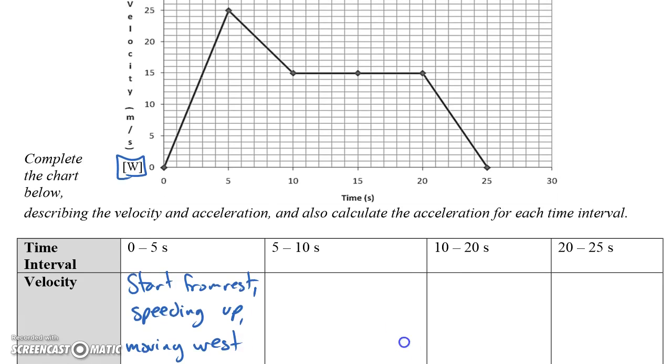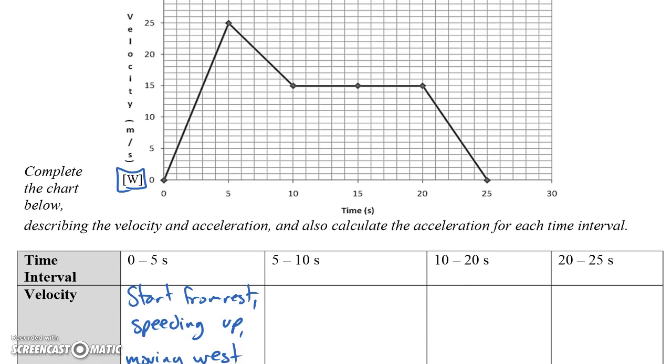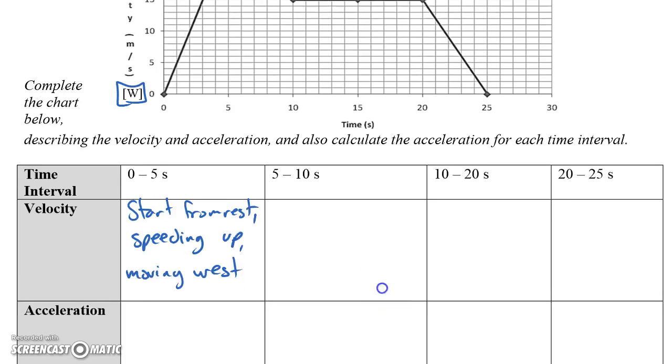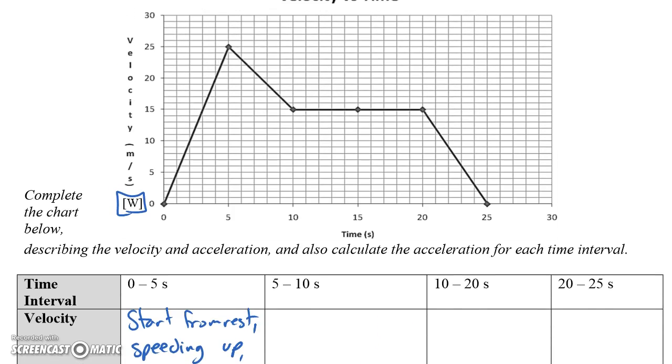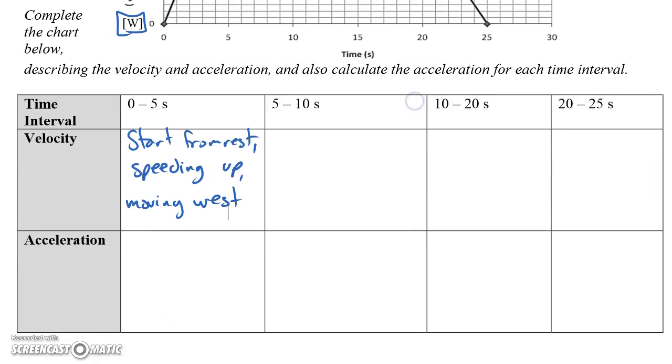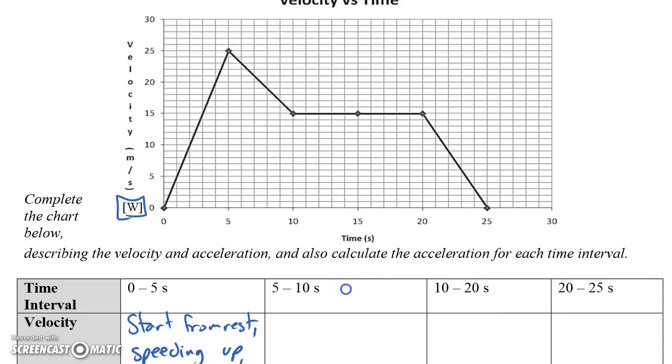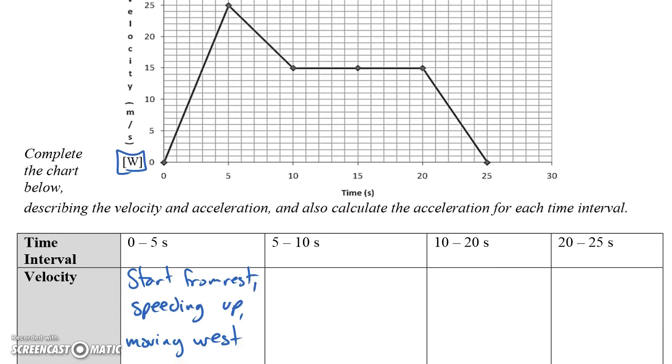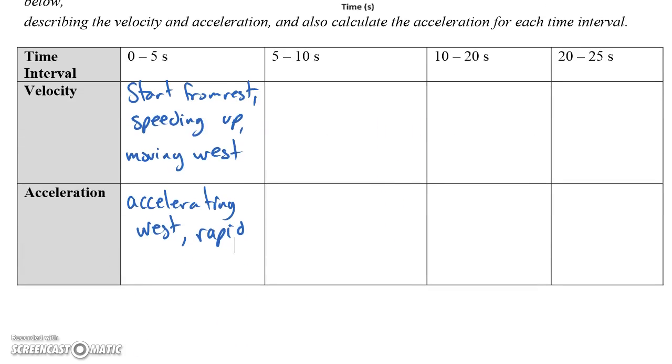Let's describe the acceleration. That looks like a pretty steep line to me. So we're changing pretty fast in terms of velocity. It's a positive slope line, so we are accelerating west as well. And we can talk about how fast this acceleration is. We don't want to say fast because fast sounds like speed or velocity, but instead we can say it is very rapid. So we've got a very rapid acceleration, rapidly changing velocity. We've described it. Now we've got to calculate it.